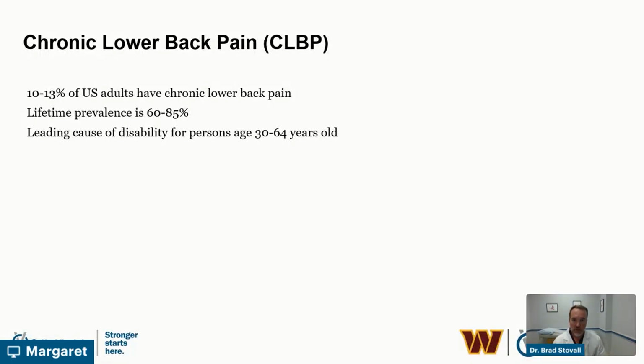And so we look at chronic lower back pain. It's no surprise that it's very common. About 10 to 13% of patients have chronic lower back pain. Chronic, we can define in different ways, but generally we describe pain that's beyond the normal healing process, or pain that's been there for at least 3 months. Back pain has a lifetime prevalence of almost 85%, so almost everyone experiences either an episode or can develop chronic lower back pain. We see it most commonly in ages 30 to 64 as one of the leading causes of disability.